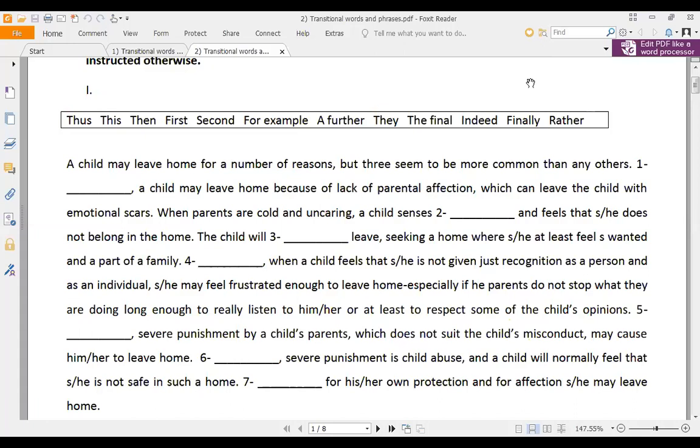Mister, what does indeed mean? Like really, frankly. Mister, what does the word thus mean? Yes, thus, and so on. Okay.